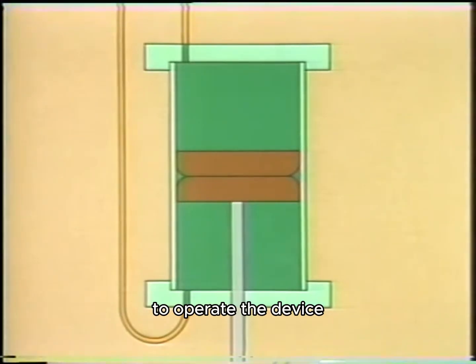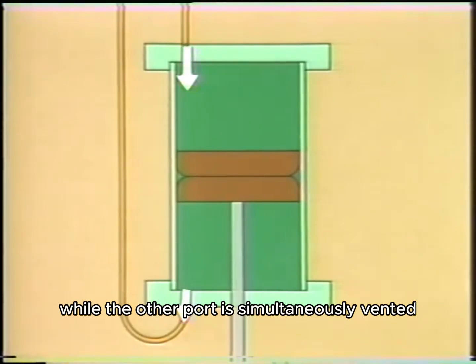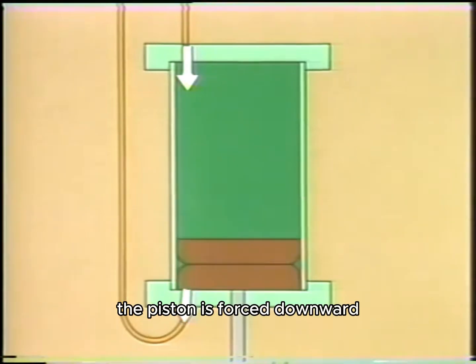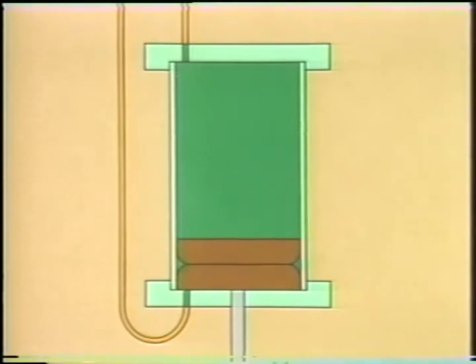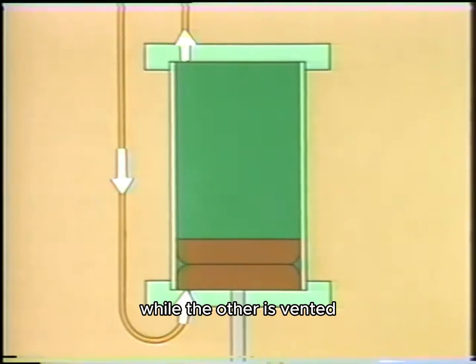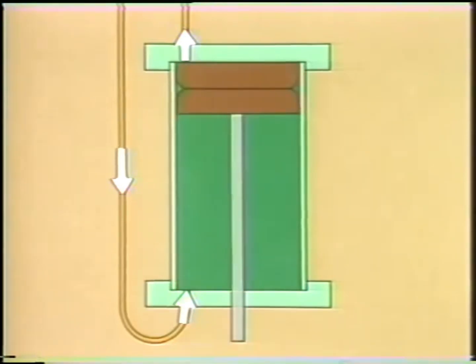To operate the device, air pressure is applied through one of the ports, while the other port is simultaneously vented to atmosphere. The piston is forced downward. To move in the opposite direction, pressure is applied to this port, while the other is vented. The piston is forced upward.